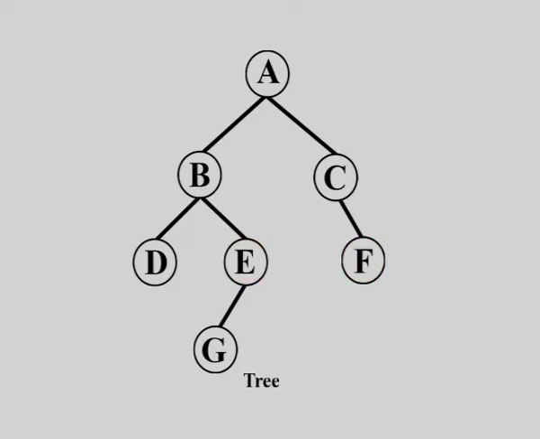A node having no child is called a leaf node or terminal node. Terminal nodes are referred to as external nodes. Here, D, G and F are leaf nodes because these nodes do not have any child. A node having at least one child is known as a non-leaf node or non-terminal node. A non-leaf node is also termed an internal node. Here, A, B, C and E are non-leaf nodes.